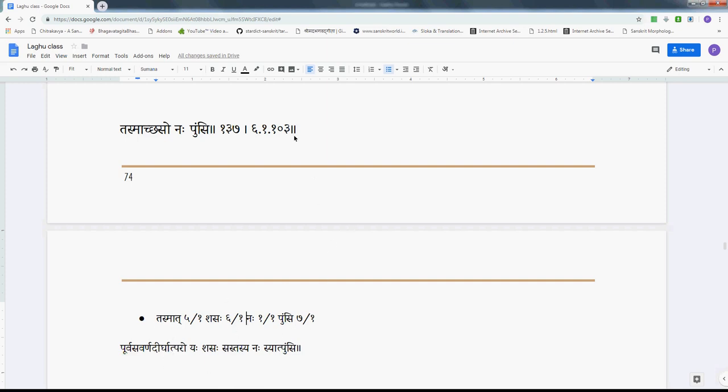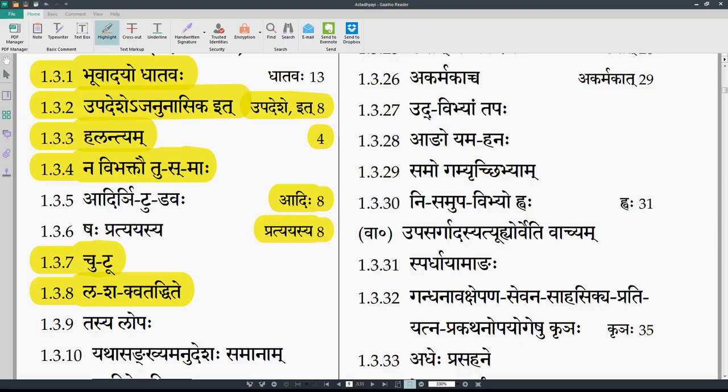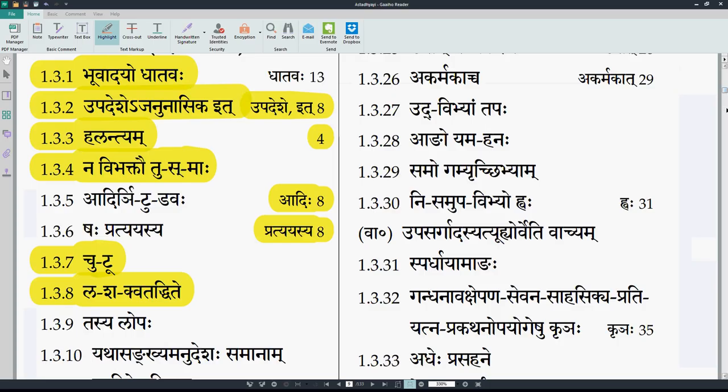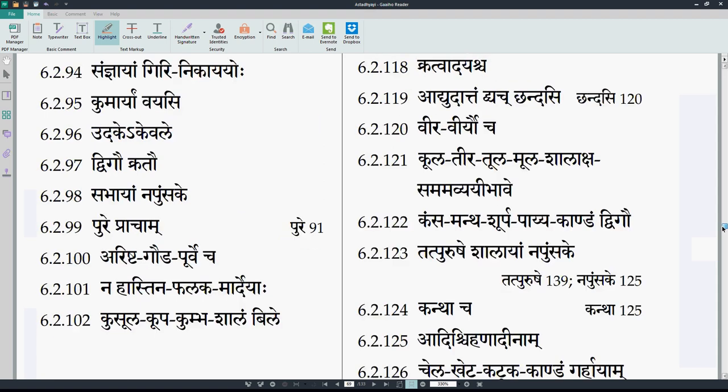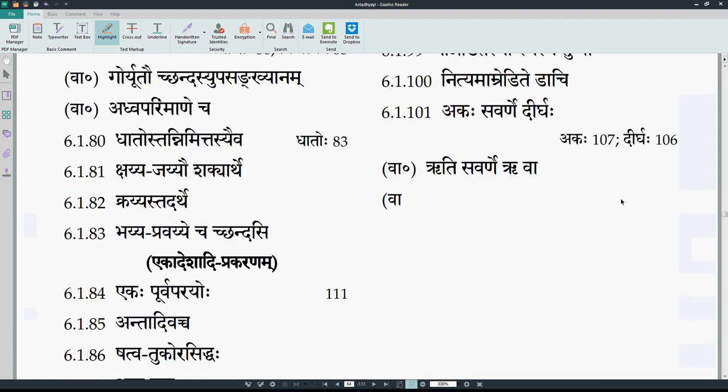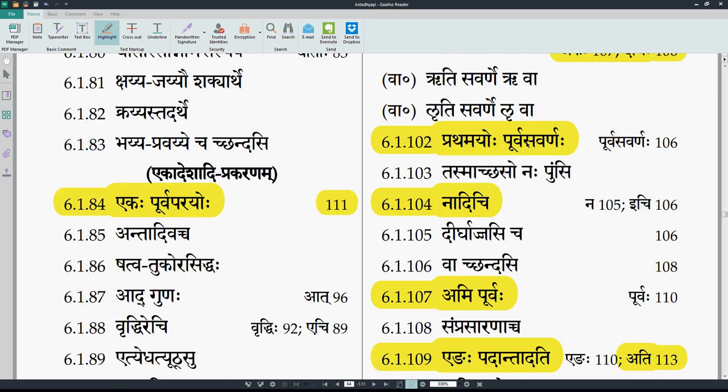After. See, you see this sutra is 6.1.103. Look at 6.1.103. See what was ordained? Prathamayoho Purva Savarna. We have seen this in the Prathama Vibhakti. Prathama Vibhakti and Dvitiya Vibhakti, both. Prathamayoho. It is Dvivachana. So in the Prathama Vibhakti and Dvitiya Vibhakti, Purva Savarna.